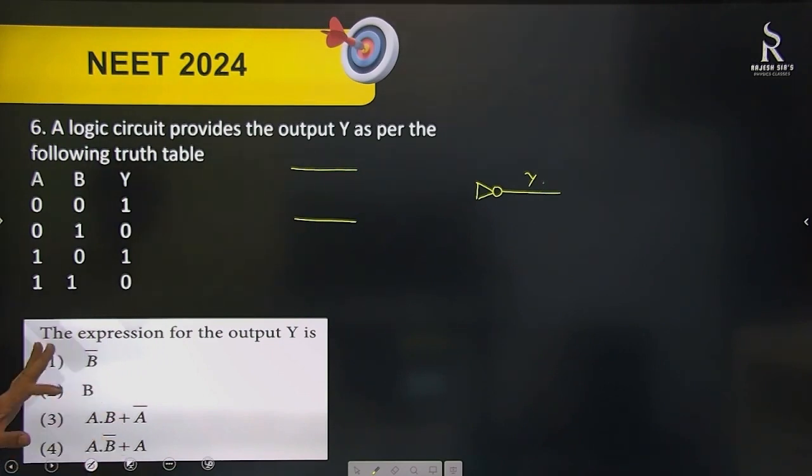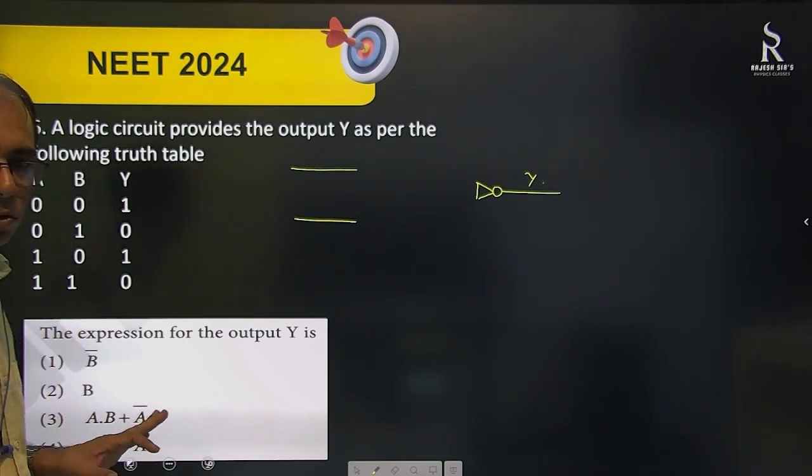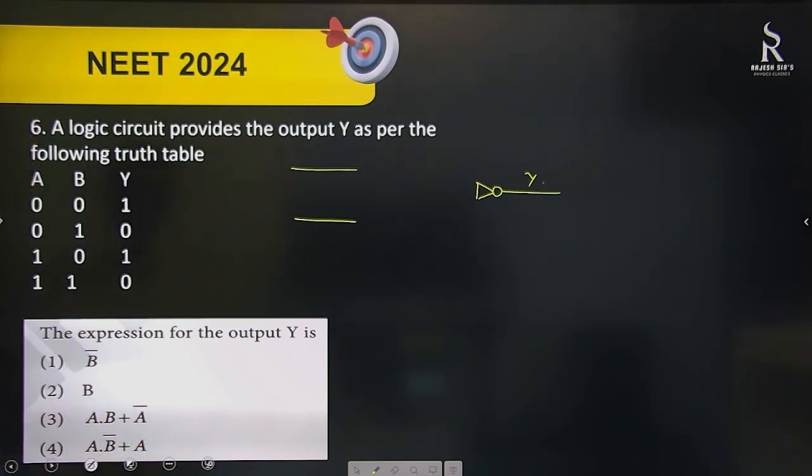Let's see the options themselves. What do the options say? The expression for the output Y is... Option B is absolutely wrong. B not will appear to be correct only, right? 0, 1, 1, 0, 0, 1, 1, 0. But let's go for the third one.